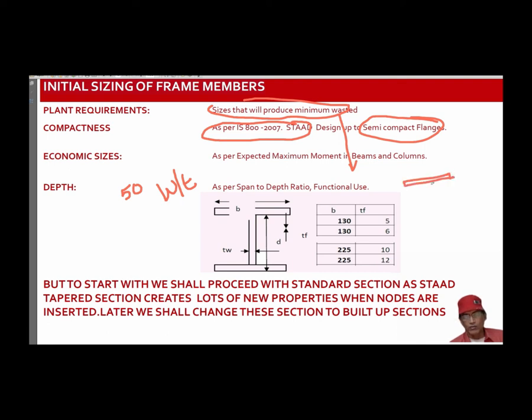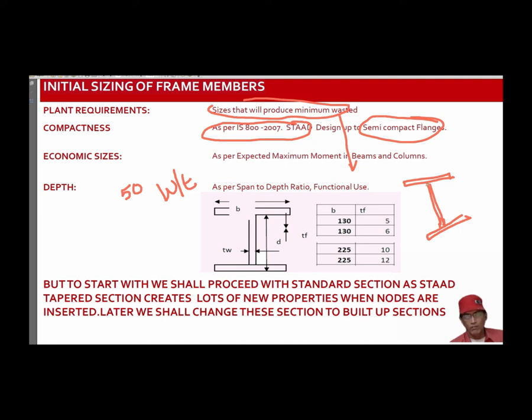We shall not model built-up sections to start with, because to provide a built-up section, we have to use a tapered property from STAAD Pro. The issue with the tapered property is that whenever we divide a tapered member, a lot of section properties are created in the property dialog box. So it becomes difficult to keep track of which size is for which member, because for the same size of member, a lot of member properties are created in the member property dialog box.